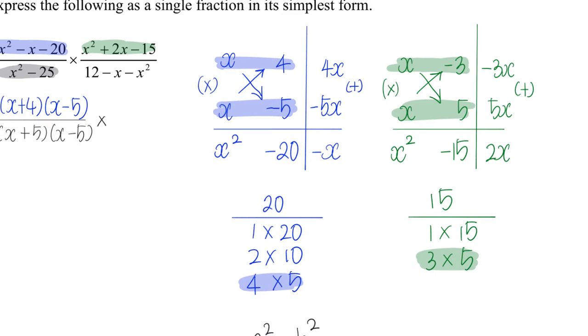So let me continue to write it down. I will have x minus 3 and x positive 5.